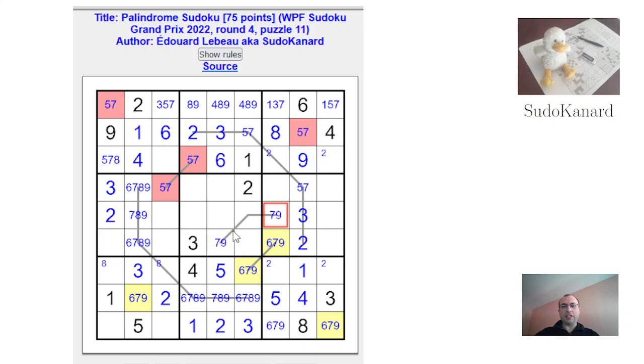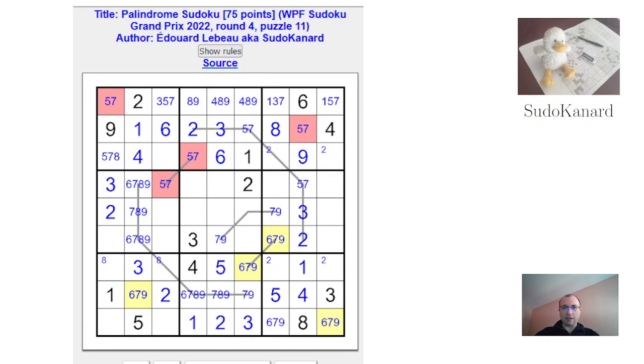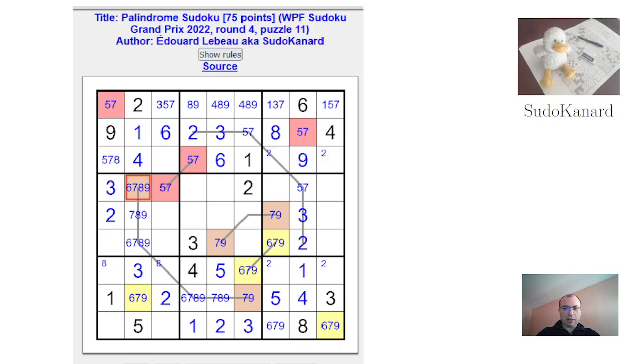So this digit is not here, it's not here. So this digit here must be somewhere here. But this digit is different from this one. So this digit here must be here. It is cloned in this position. Let's take another color, let's say brown, to denote this value. And then this is repeated here by the palindrome.